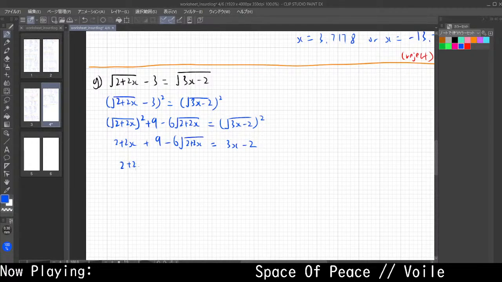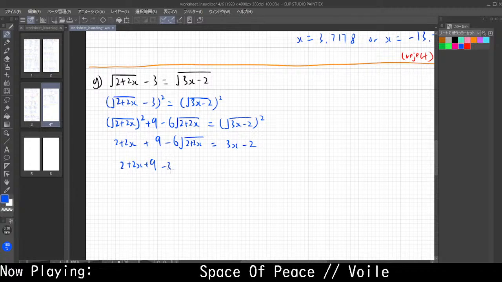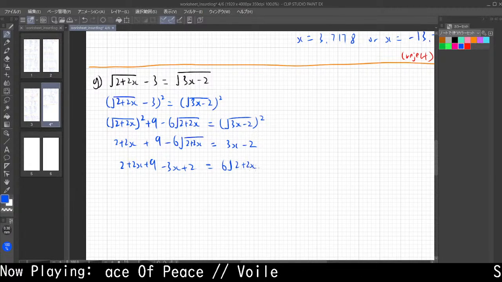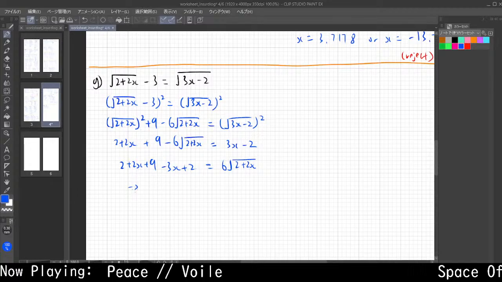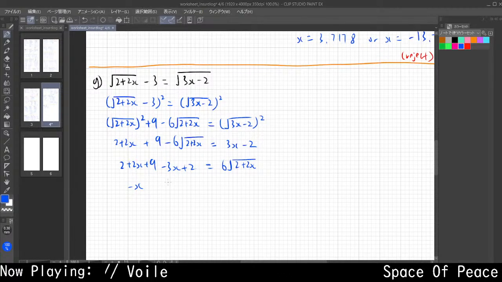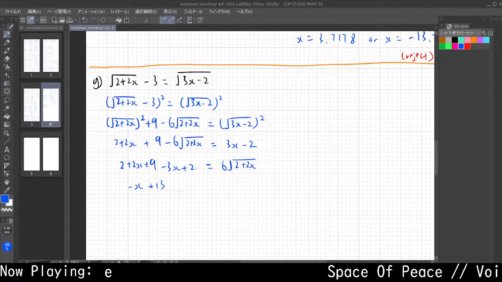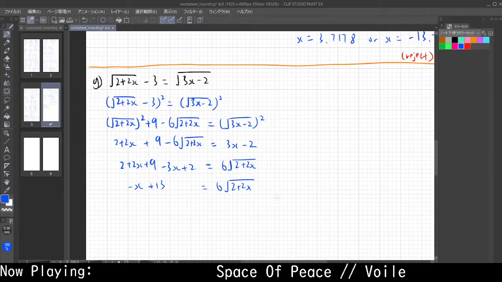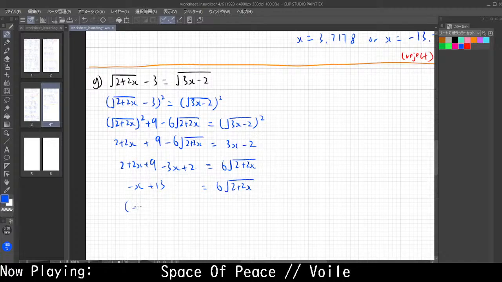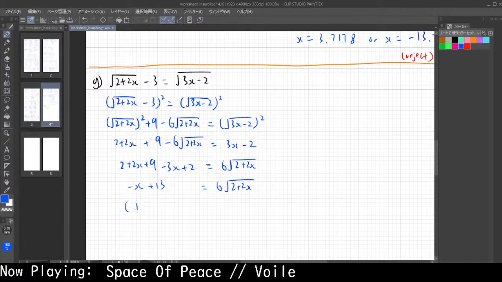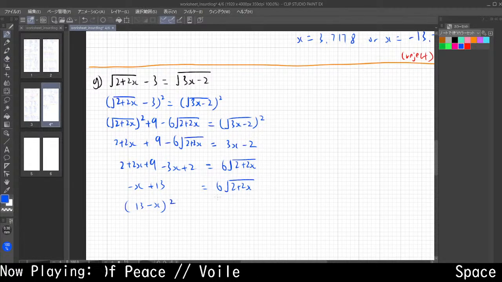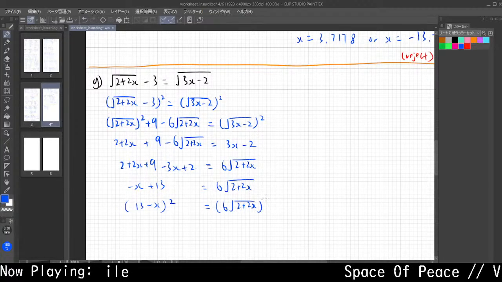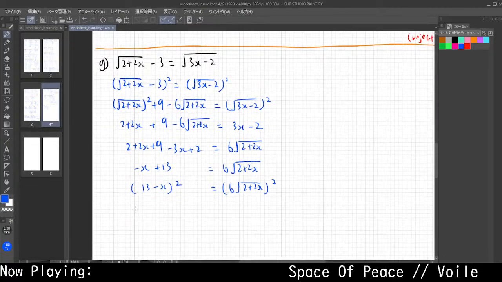Rearrange. Rearrange. 2 plus 9 plus 2. Both sides. And change this rearrange into 13 minus x for easier manipulation, so you don't get confused. As much.